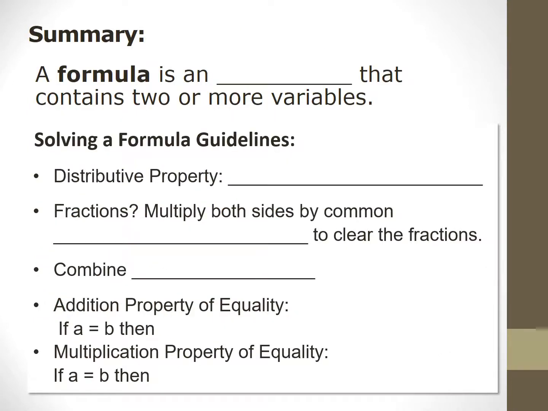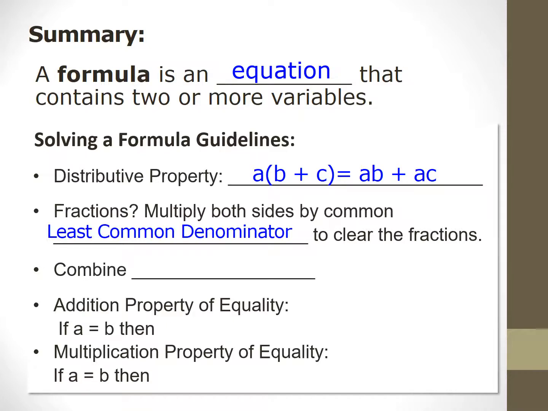And then in summary, a formula is an equation that contains 2 or more variables. Solving a formula, then, we would want to remove any grouping symbols by using the distributive property. If there are any fractions, we want to multiply both sides by the least common denominator in order to clear the fractions. Then at any time we have the opportunity, we always want to combine like terms to simplify. And then lastly, we want to apply either the addition property of equality or the multiplication property of equality to get the variable we're asked to solve for by itself.